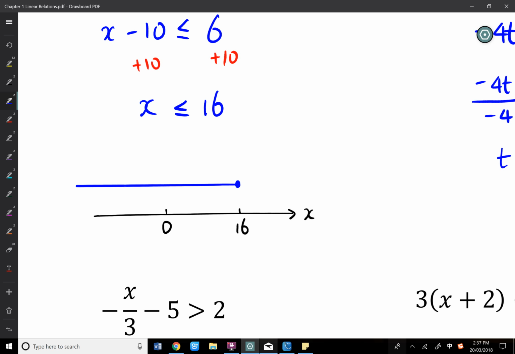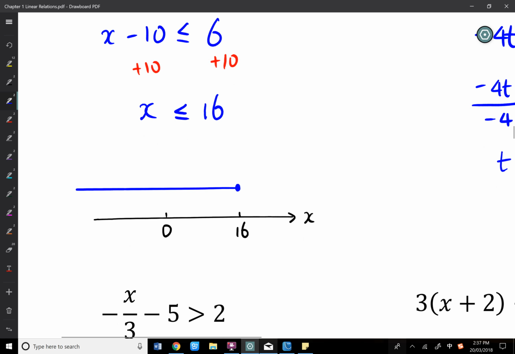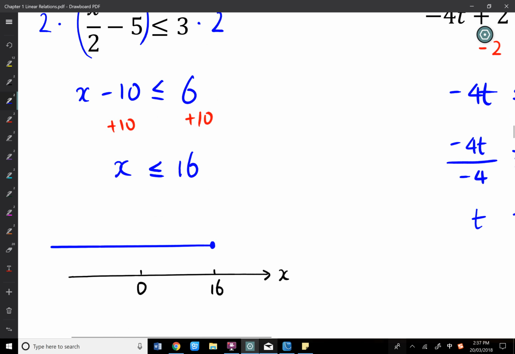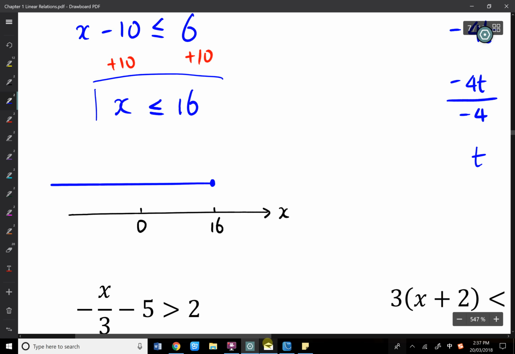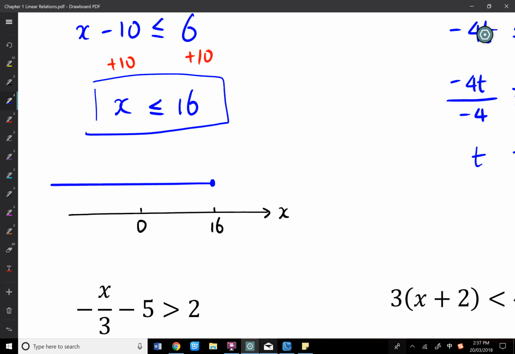Can you see we have infinitely many values which are possible for this inequality? When x equals 16 it works, when x equals 0 it works, so there are many values that will work. This is called the set of solutions. All the values less than or equal to 16 will satisfy this inequality.